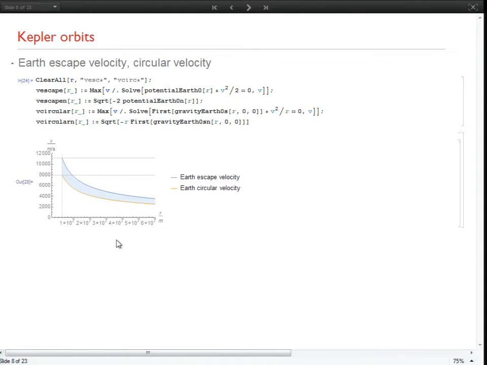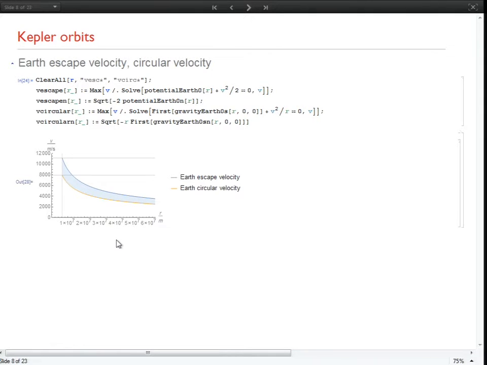And the circular velocity is calculated from the equilibrium condition between the inward gravity acceleration and the outward centrifugal acceleration, which, as you may know, is v squared divided by r, solved for v. Then you get these two functions, and here I've plotted them. You see at the Earth surface the escape velocity is about 11,000 meters per second, and the circular velocity is shortly below 8,000 meters per second.